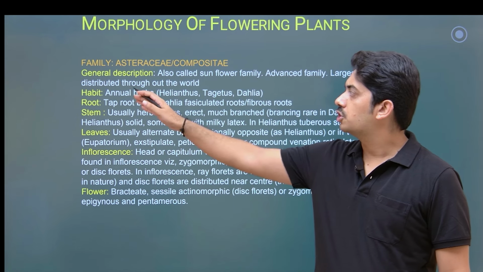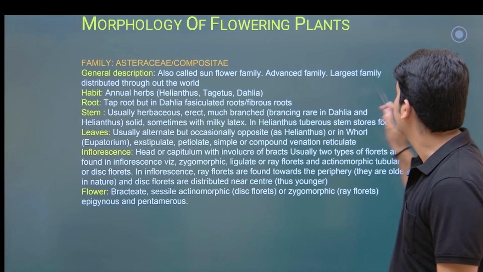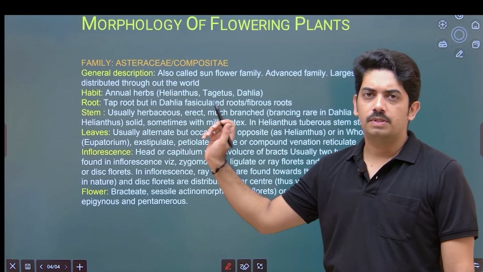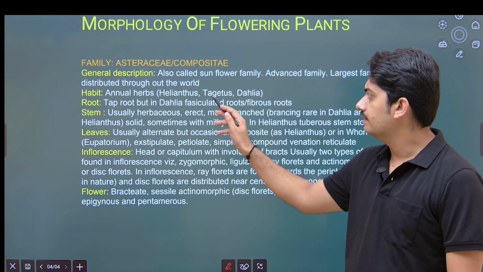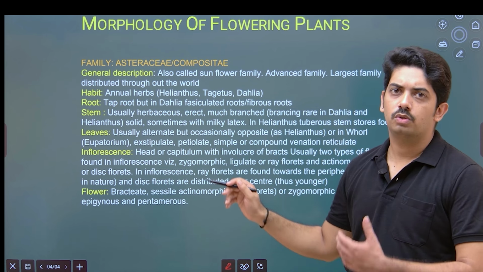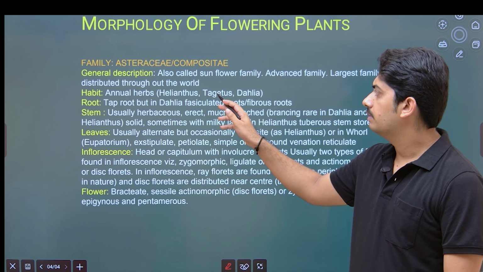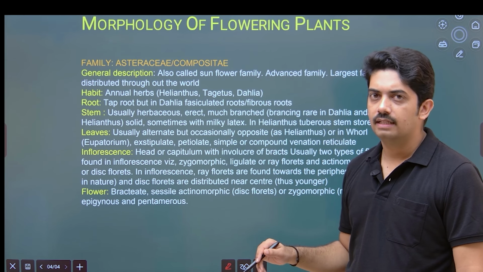Largest family distributed throughout the world. This is important. Largest family. Annual herbs. There are some examples here. Helianthus, Tagetes, Dahlia. I will show those pictures later. This is sunflower. This is marigold. This is, we can say, Dahlia.